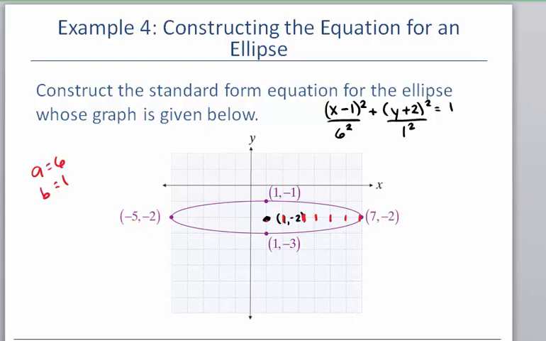All right, so once that's done, we can simplify things just a little bit. 6 squared is 36. And 1 squared, we wouldn't typically write 1 squared at all. We would just simply leave it like this. And so that gives me the equation for my ellipse.